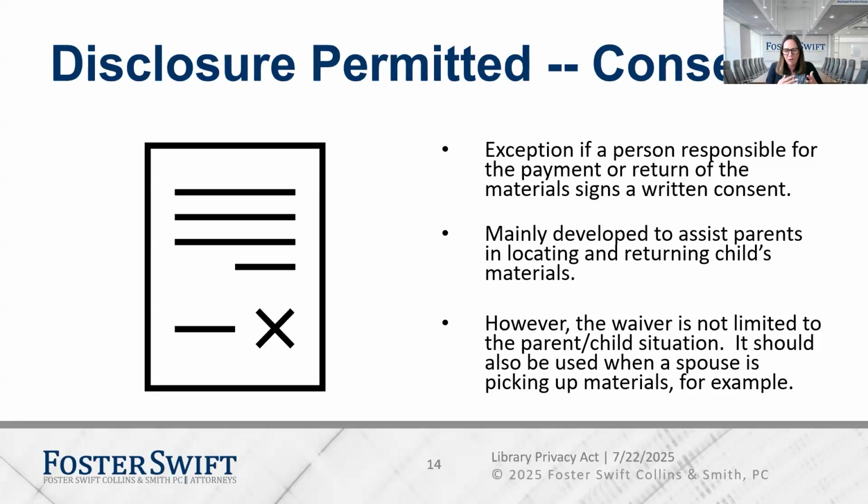And so you can see where the parent-child situation is with that, is that technically you can't give out a child's record to a parent unless they've agreed in writing to accept responsibility of the payment or return of materials. It should be in place also with spouses.